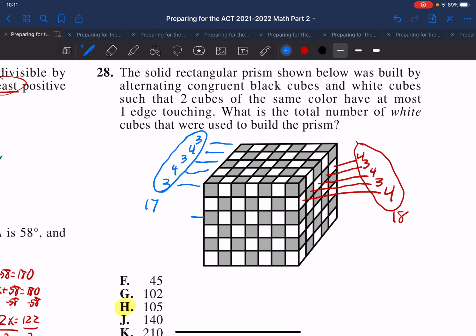So how many are going to be in this row? Well, if you notice, this row and this row, they all have the same face. So it stands to reason that this row should also have 17, and this row should also have 17. And then likewise, this row and this row, they all have the same front face as well. So that means this should have 18, and this should have 18.